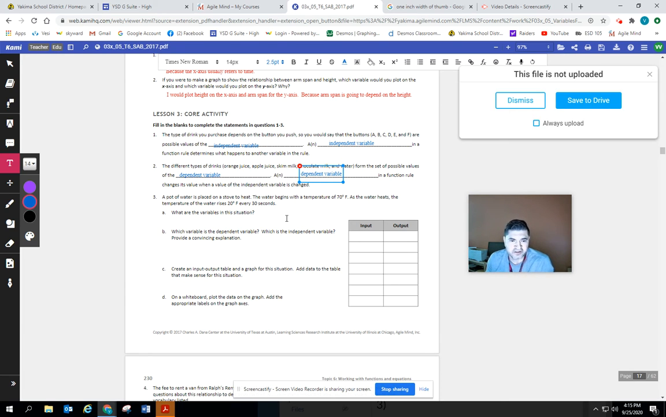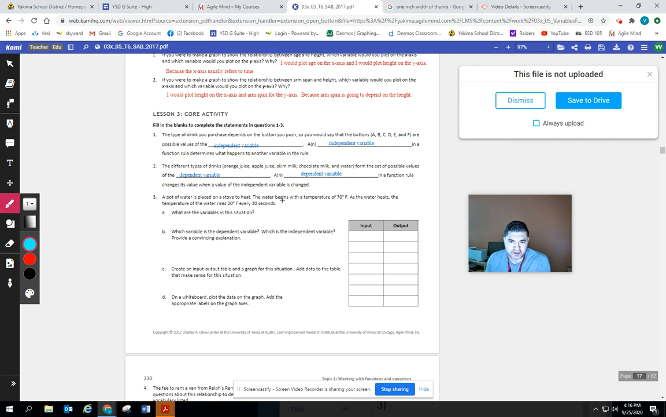Okay, so let's go ahead and take a look at the next problem here. It says a pot of water is placed on a stove to heat. The water begins with a temperature of 70 degrees Fahrenheit. As the water heats, the temperature of the water rises 20 degrees Fahrenheit every 30 seconds. So what are the variables in this situation? Let's see.